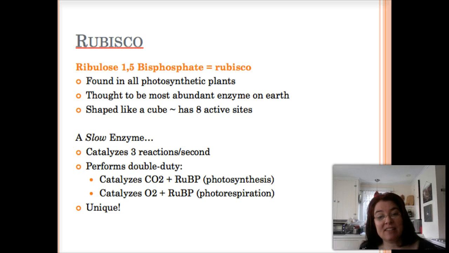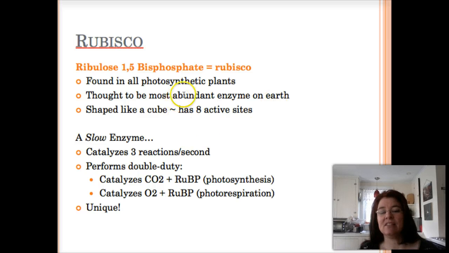What's particularly fascinating about RUBISCO to me is that it's shaped like a cube. Its tertiary shape is literally something like a cube. It has 8 faces, like a cube does, and each face has an active site on it. So RUBISCO has 8 active sites.